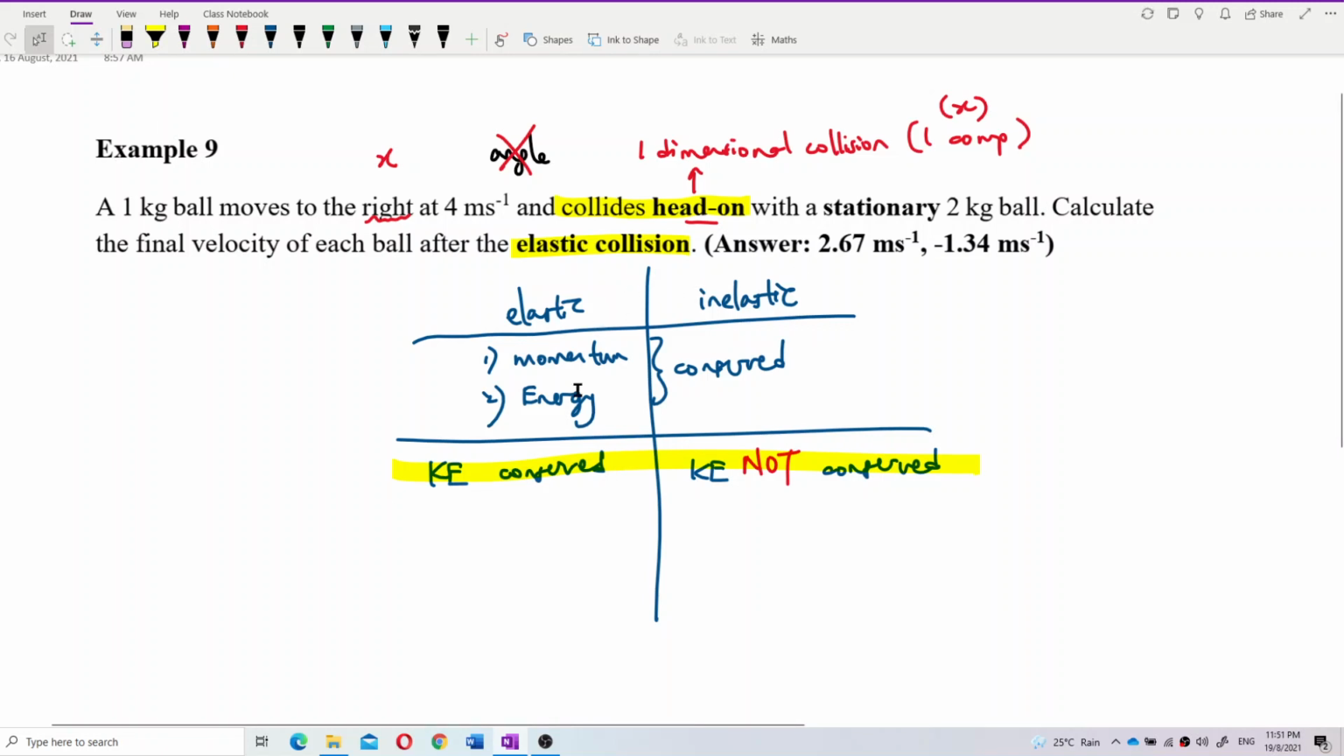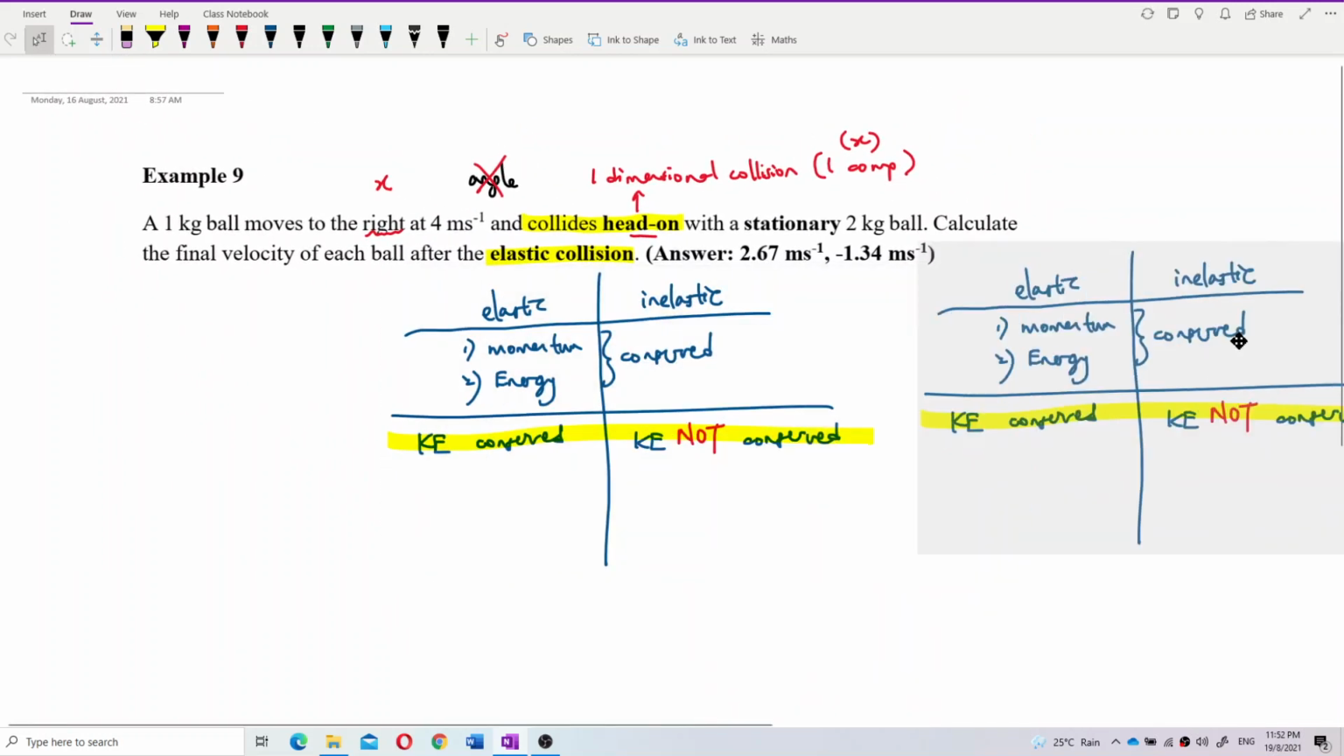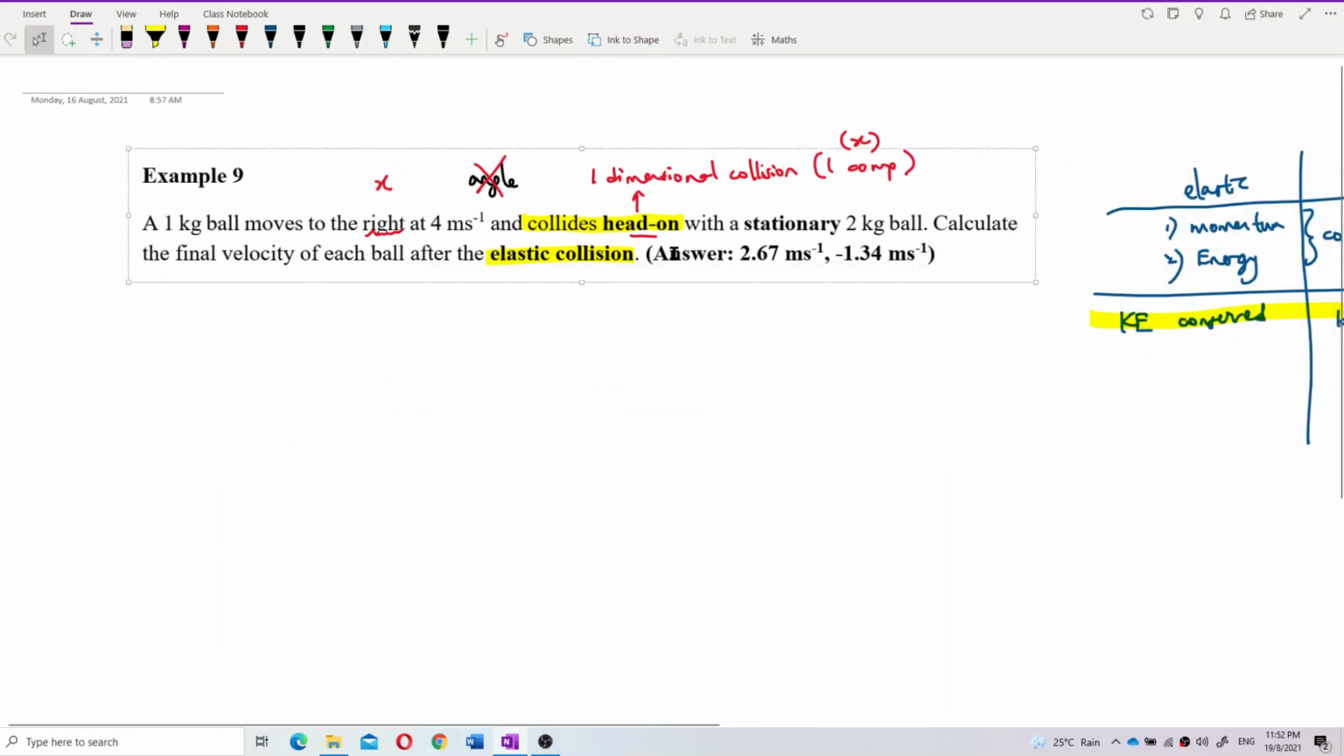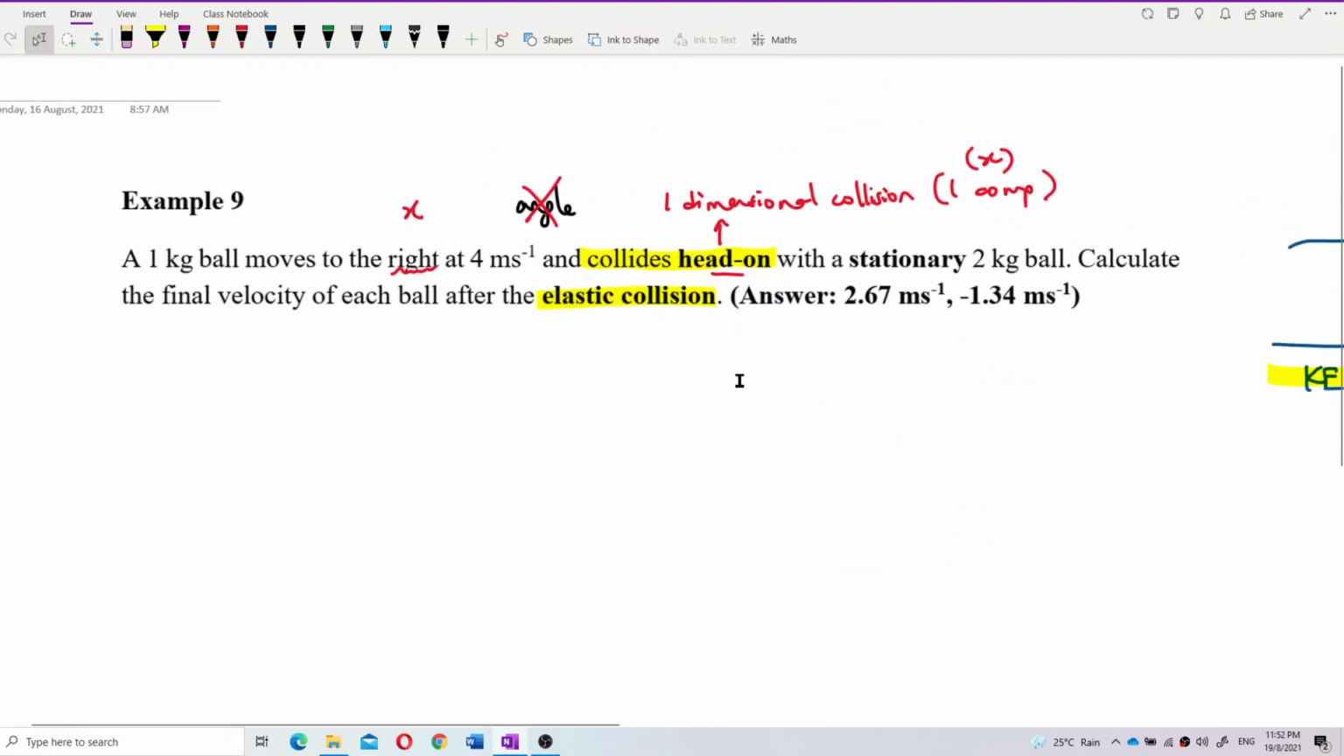For elastic collision, the kinetic energy is conserved. For inelastic collision, the kinetic energy is not conserved. So if you want to differentiate between elastic and inelastic, you only check the kinetic energy. Okay, I want to put this to the other side, and set this as background. Now let's solve this question.